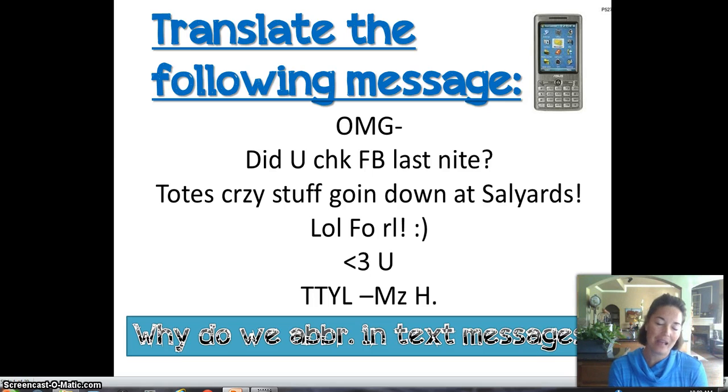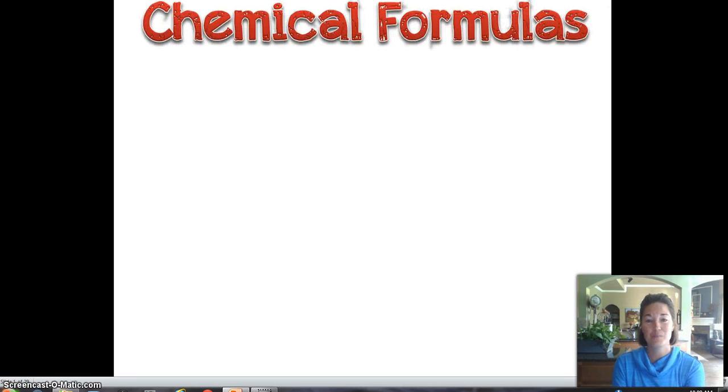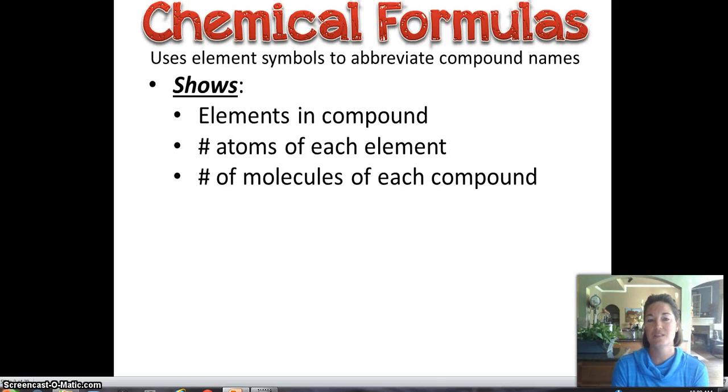Why do you abbreviate in text messages? Well, it's easier and faster to abbreviate a word than to spell it out. Well, scientists do the same kind of thing. They can use abbreviations. These abbreviations are known as chemical formulas. A chemical formula uses symbols, element symbols, as an abbreviated way to write a compound name.